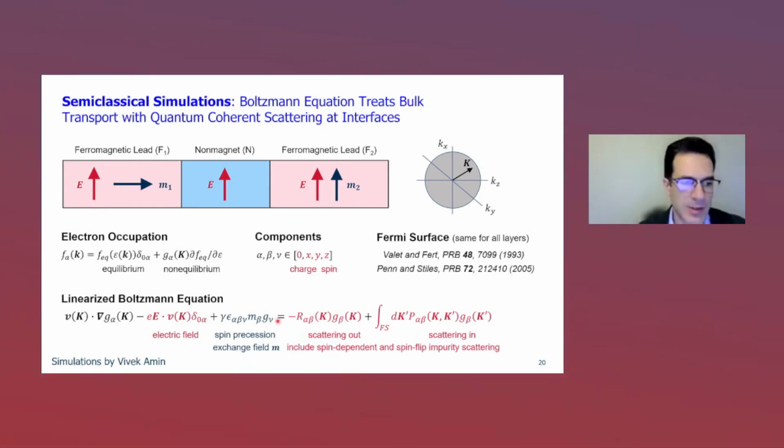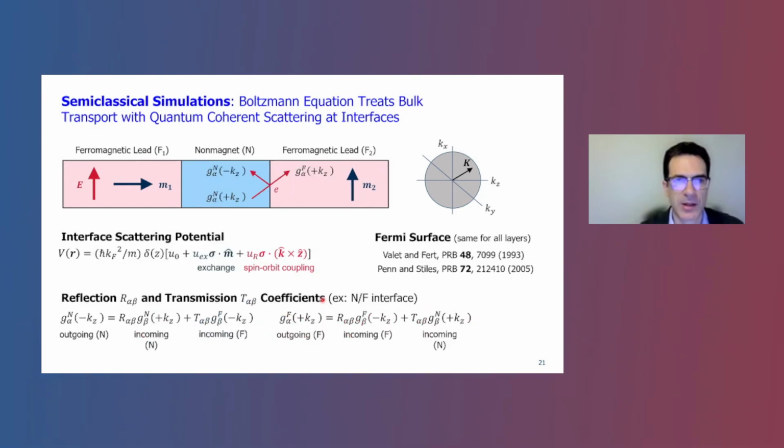So this is a collaboration with Vivek Amin, who did these simulations. So in this calculation, all the layers are, for simplicity, assumed to have the same spherical Fermi surface. So the magnetism comes through spin-dependent and spin flip impurity scattering. So the linearized Boltzmann equation looks like this. So it has the electric field part and the spin precession around the exchange field, which controls the absorption of the spin current flowing into the ferromagnets. So this is the impurity part.